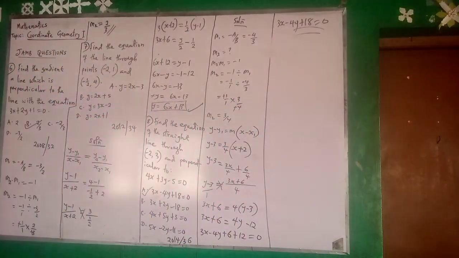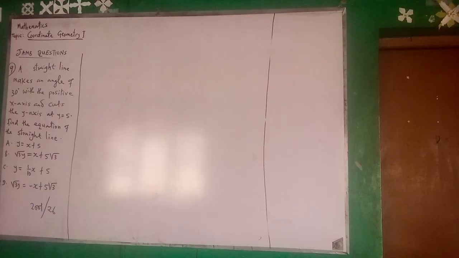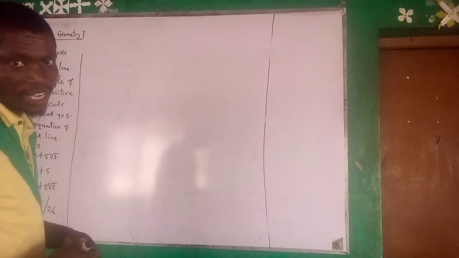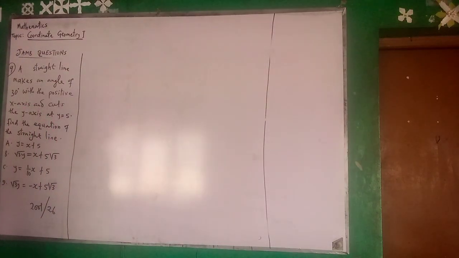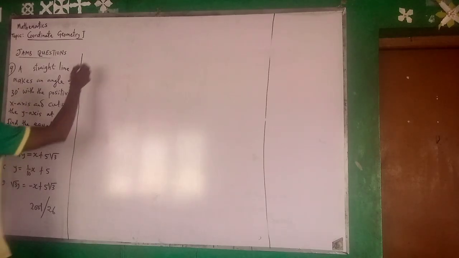Next question. Okay, let's solve the last question before I give you one to test your ability. The question says a straight line makes an angle of 30 degrees with the positive x-axis and cuts the y-axis at y equals 5. Find the equation of the straight line. I told you what to do when something like this is given to you, right? Alright, now the solution.